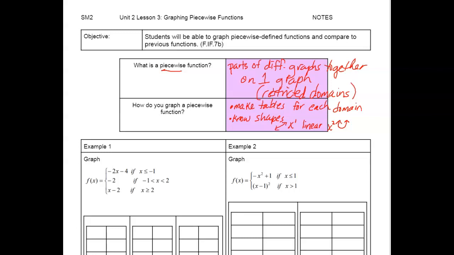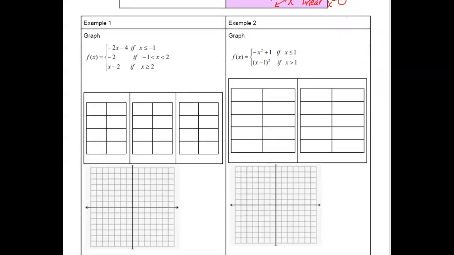Okay? So let's look at example 1. This will make a lot more sense once I show you. On this one, you notice we've got 3 different restricted domains, and so I've set up 3 tables. Depending on how many points you need depends on the shape that you want. So let's look at the first part. So here's our restricted domain. Just a refresher: if you have the bar symbol to mean equal under it, you're going to use a closed circle. And if it's just greater than or less than, you'll use open circles on the endpoints.